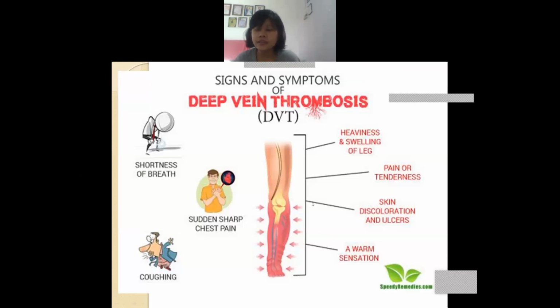Next is skin discoloration and ulcers. This also usually occurs. Why? Because there is a blood clot. Understand? There is inflammation, so that's why skin discoloration and ulcers also occur. And this one is a warm sensation. The person will feel a bit warm, a bit hot in the leg portion. The person will feel hot in the affected area.